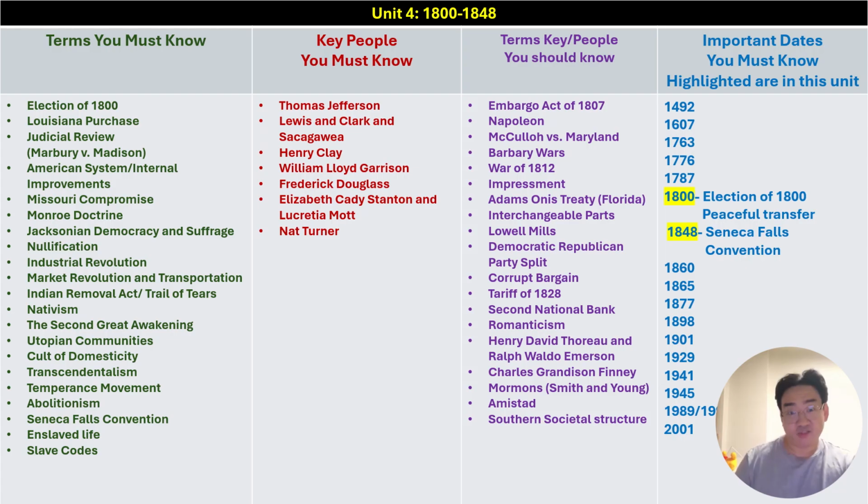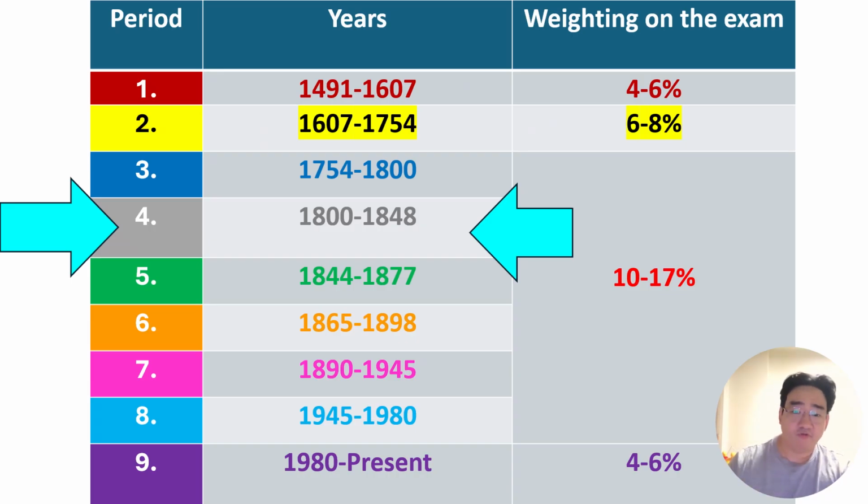Because we have to stick to a tight schedule, we are now going to be getting into Unit 4, 4.1 to 4.3. Here are the key terms that you need to know. Let's go. Okay, so we're moving right along. We are now in Unit 4, 1800 to 1848. Remember, this is an AP course, so we go pretty fast.